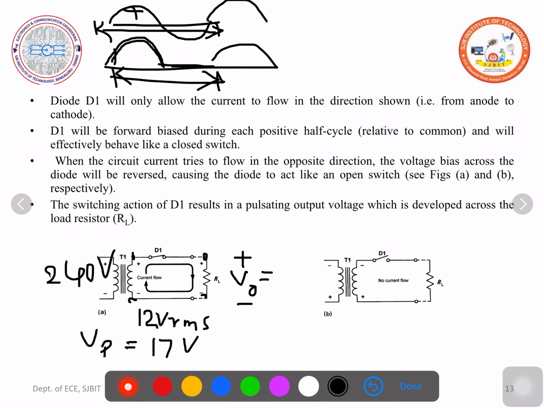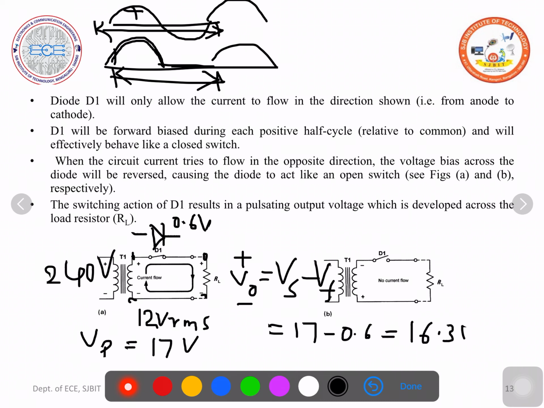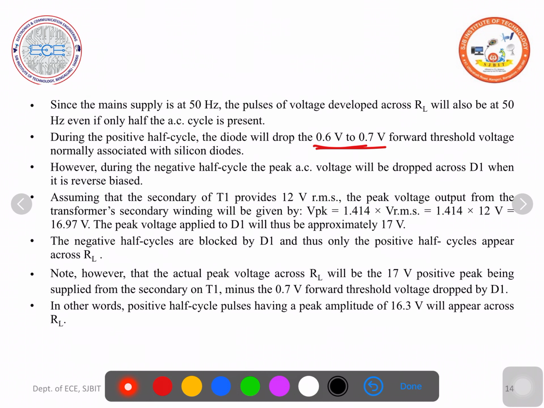So in forward bias, the output voltage is the same as the secondary voltage, I said. But actually there is a diode here. The drop across this diode whenever it is forward biased is 0.6 volts. So it is the secondary voltage minus the forward voltage drop across the diode. So it is 17 volts minus 0.6 volts, which will be 16.3 volts. This is the output voltage across the load. So that is 16.3 volts appearing across the RL.